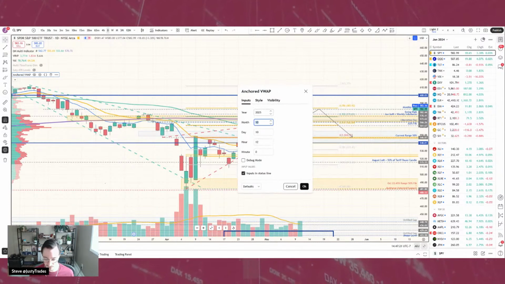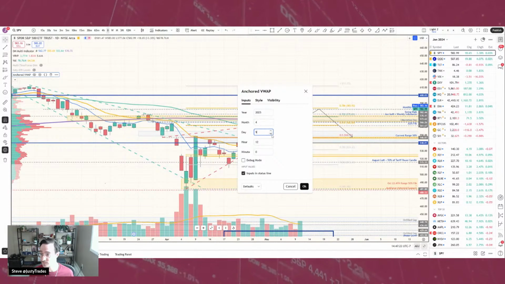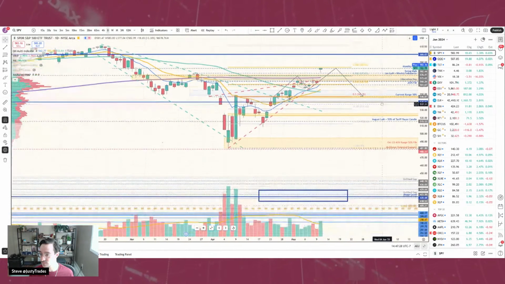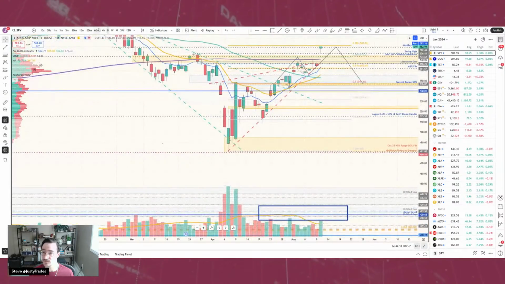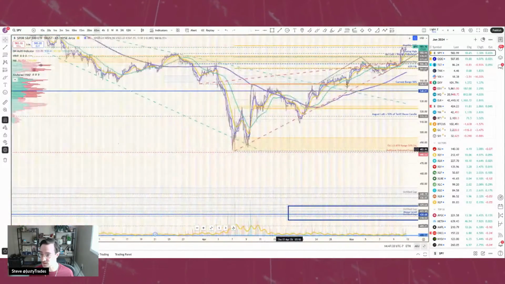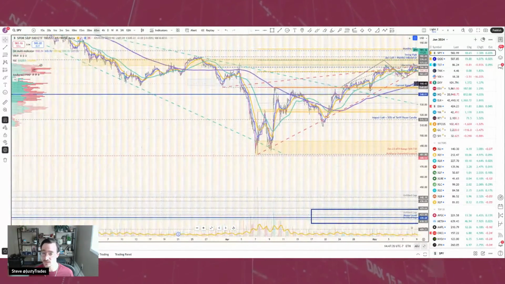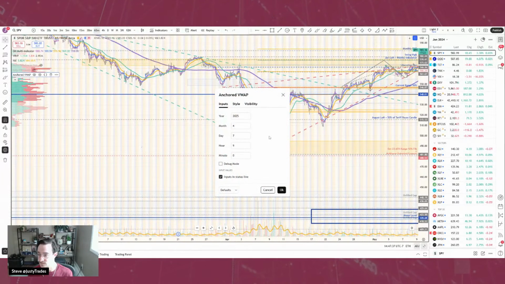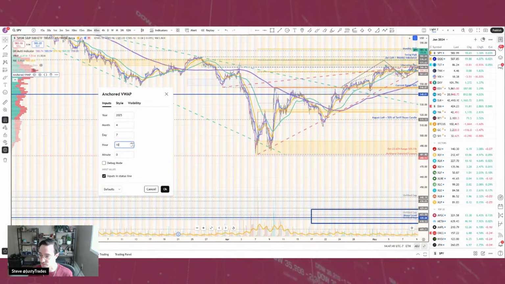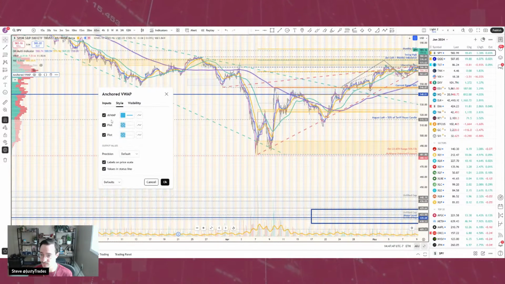What was it? April? Yeah. Switch to an hourly. Maybe we can see it there. Trying to figure out why it won't display. We should have a nice moving average from the bottom here.